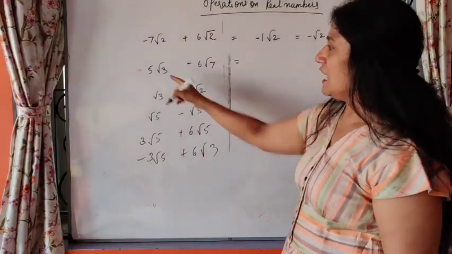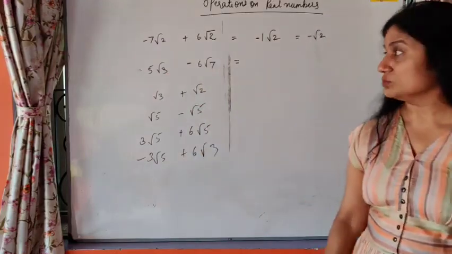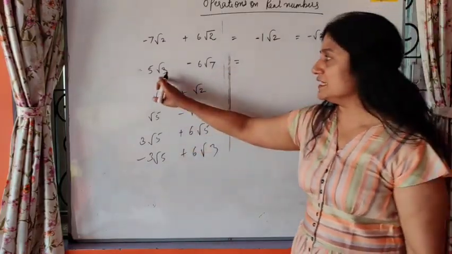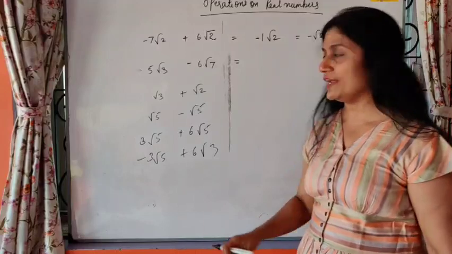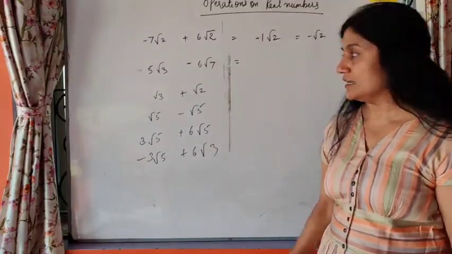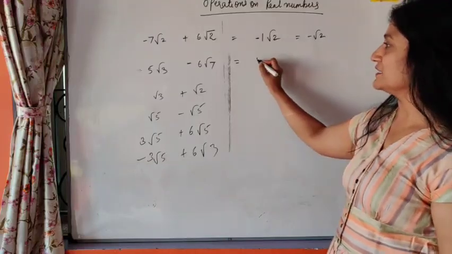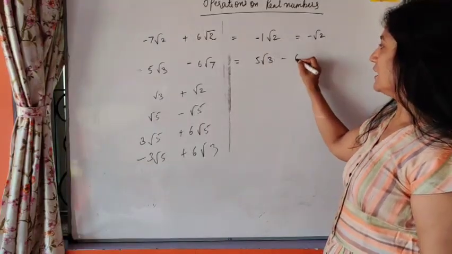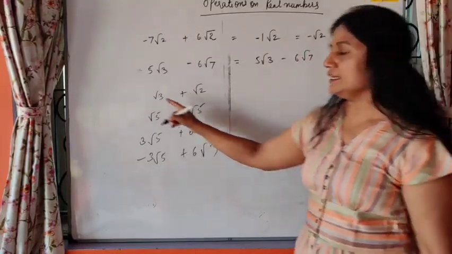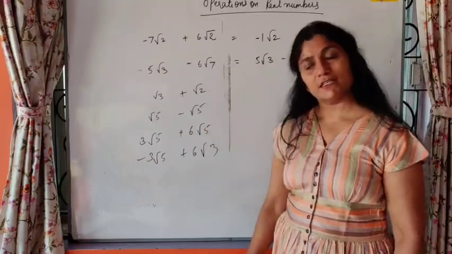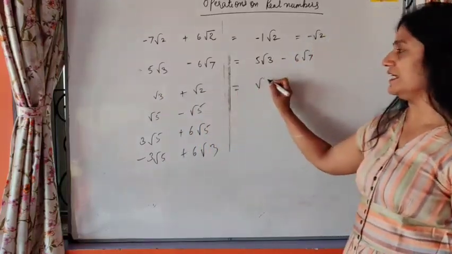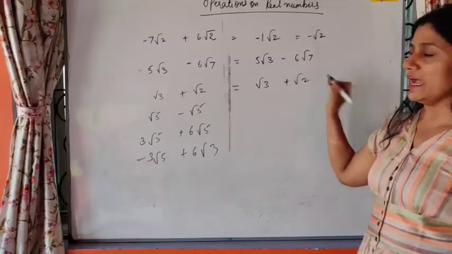Now next is, are they like surds? No, they are not like surds. Because here inside the root there is number 3 and here there is number 7. So can you add or subtract them? No, you cannot add or subtract them. It will remain as it is. Here, are they like surds? They are also not like surds, correct? So we'll write the numbers as it is.